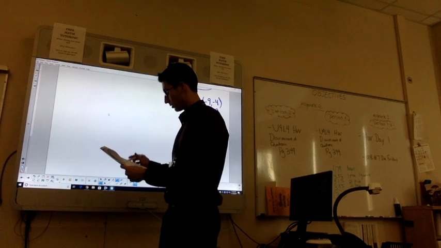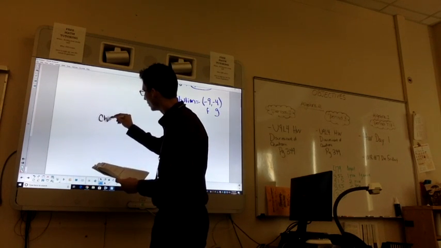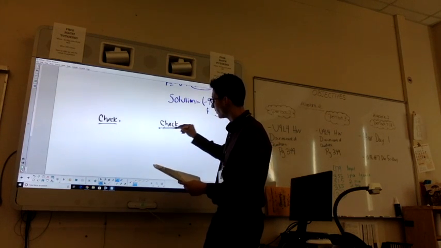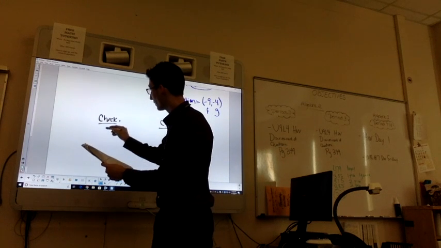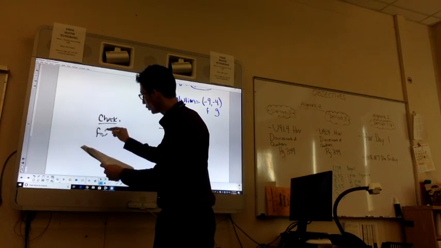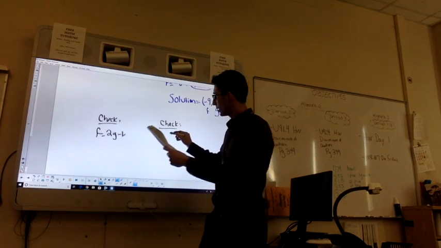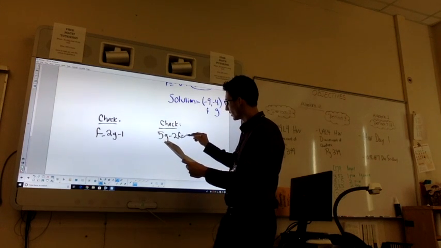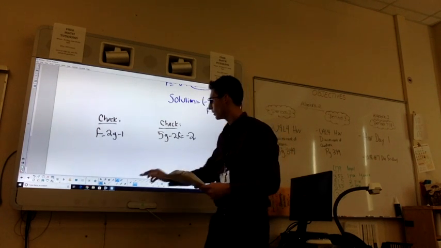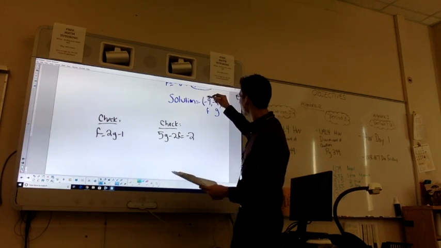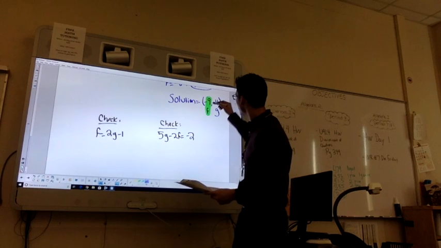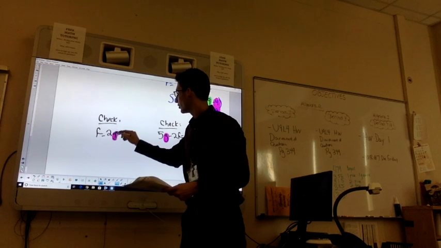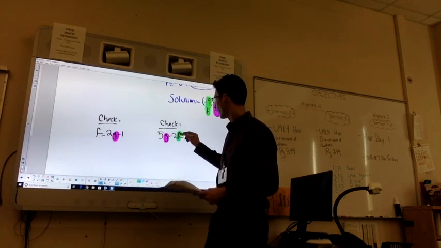So I had, let's check this here, and I'll check this over here. Again, 2 checks every time because we have 2 different equations. So I have f equals 2g minus 1 over here, and I have 5g minus 2f equals negative 2 over here. And I want to substitute in my values that I just found. So f is negative 9, and g is negative 4. So g here, f here, and f here.